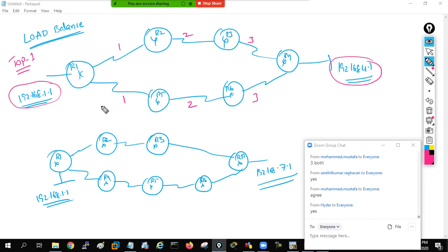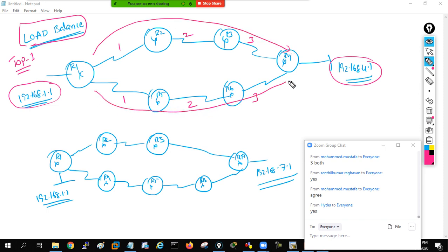So in that case, it does load balancing. Why? Here the metric is the same. Hop counts are the same for both paths. So whenever you communicate from 1.1 to 4.1, some information will go through this link, and some information will go through the other link. This is called equal load balancing. If hop counts are the same for both links as per the metric, then it does equal load balancing. Understand, guys?